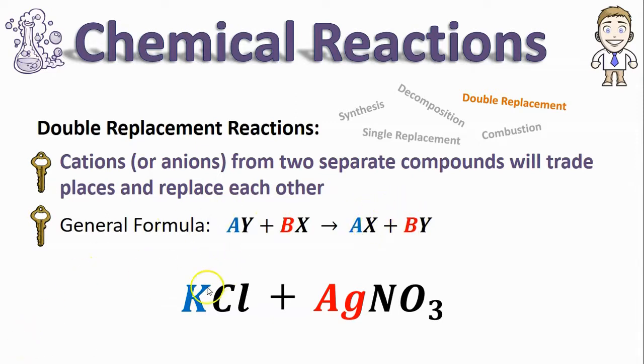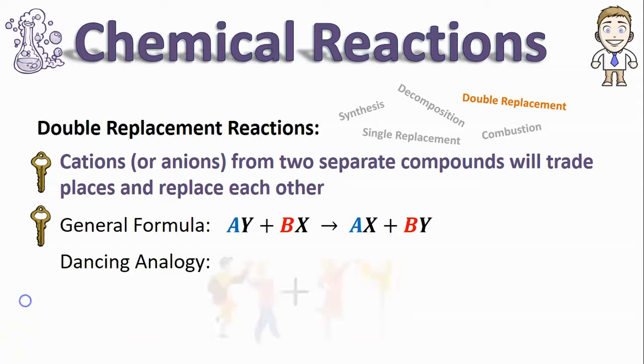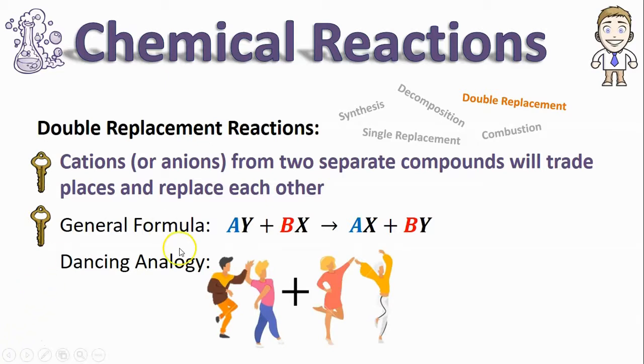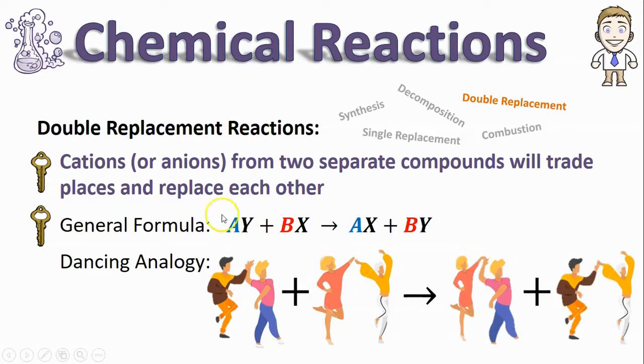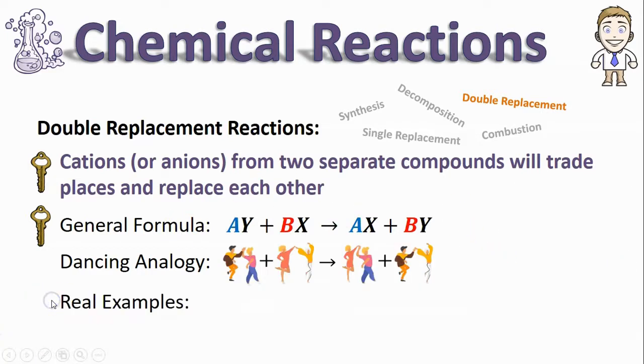For example, if you had KCl reacting with AgNO3, the 2 cations written first, K and Ag, will trade places with each other, and you'll get Ag that's now with Cl and K that's now with NO3. In our dancing analogy, we'll begin with 2 sets of couples. Brown shirt will trade places with red dress, so now red dress is dancing with pink shirt, and brown shirt is dancing with orange shirt.